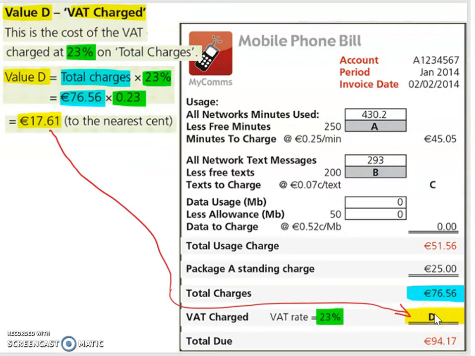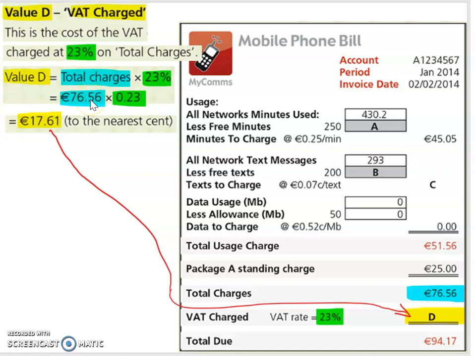Now we want to work out part D, which is the VAT, the value added tax charged. We know that it's charged at a rate of 23%, and we know that the total charges before the VAT is added is €76.56. So we want to get 23% of 76.56, and of means multiply. So value D is the VAT charged. This is the cost of the VAT charged at 23% of the total charges. So value D is the total charges multiplied by 23%. The total charges is €76.56.